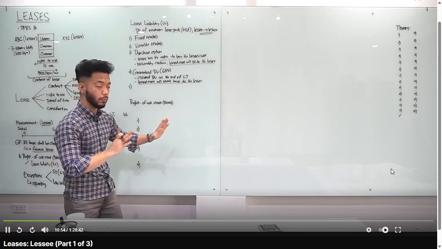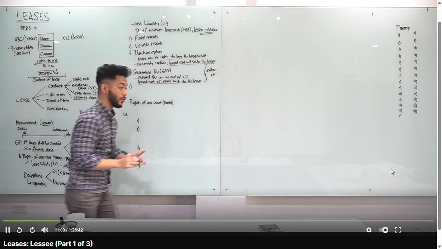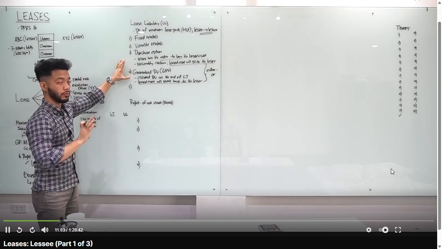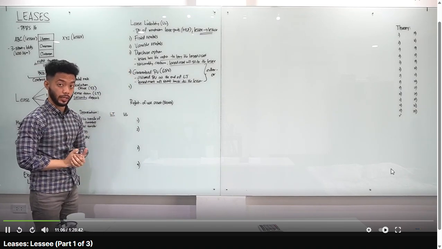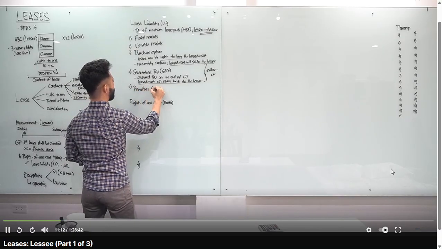So, ibig sabihin, since opposite sila, either or lang yung dalawa niyan. Hindi pwedeng magsabay. Alright? So, it's either merong purchase option sa lease contract or merong GRV. Hindi pwedeng sabayan na nasa lease contract. Isa lang dyan. Yes? Okay. And the last one, class, is penalties. For example, pre-terminated yung contract.